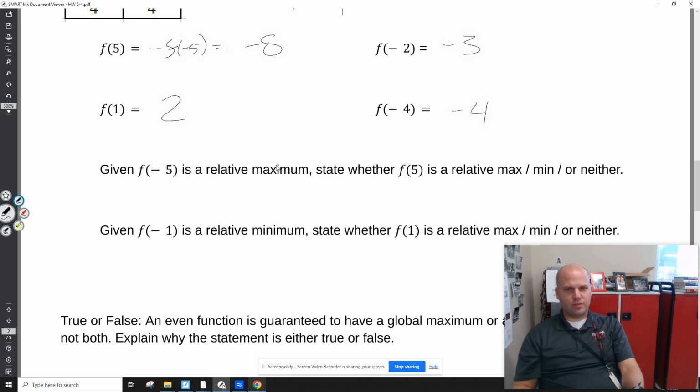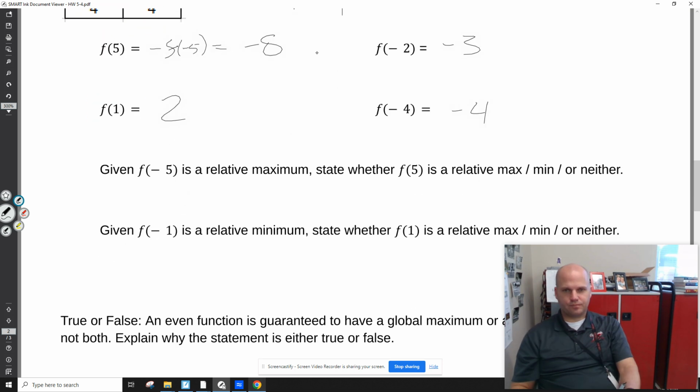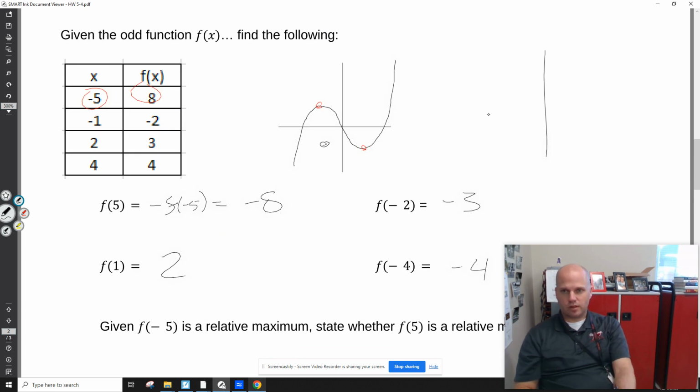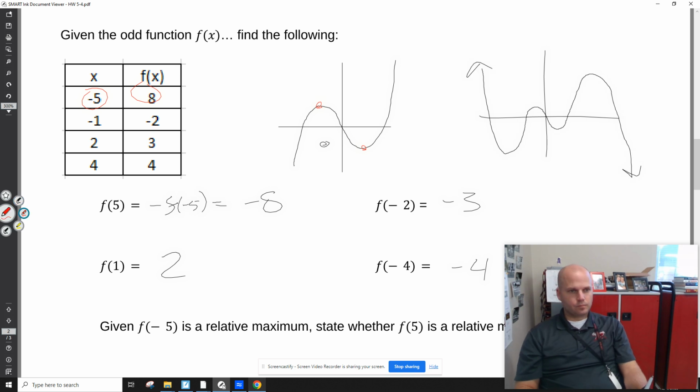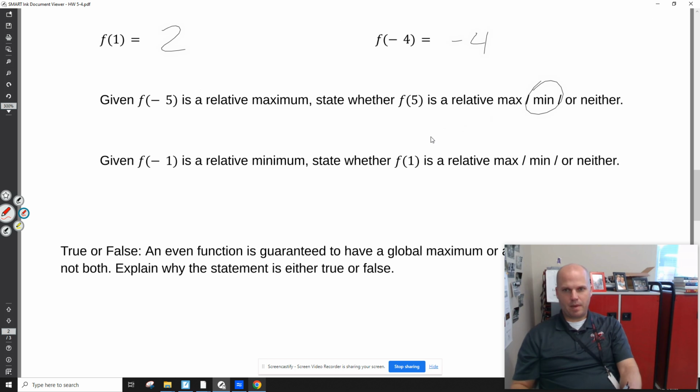If f of negative 5 is a max, there's that max maybe at f of negative 5. F of 5's got to be a min. That's how the symmetry's got to work out. If negative 1 is a min, so let's kind of draw another situation. Low, a little bit high, a little bit low, very high. This is perfect. This is an odd function. Min, max, max, min. Cool? If f of negative 1 is a min, f of 1's got to be a max.